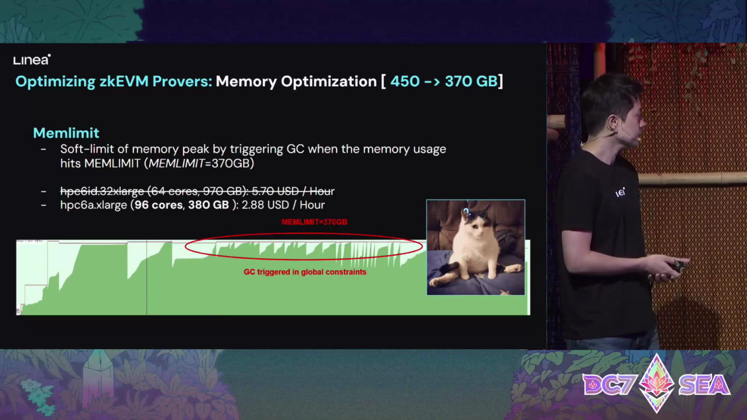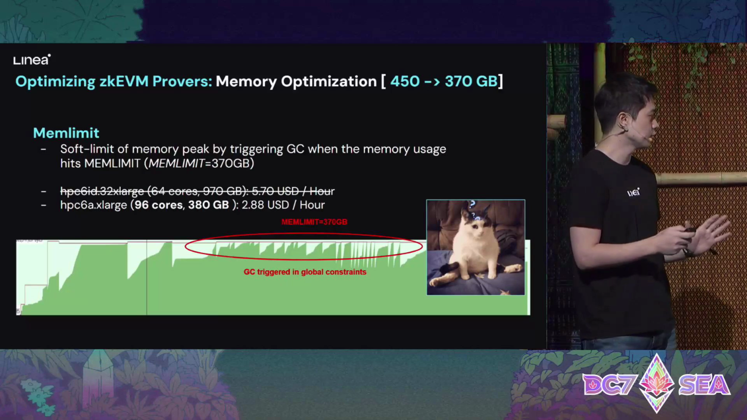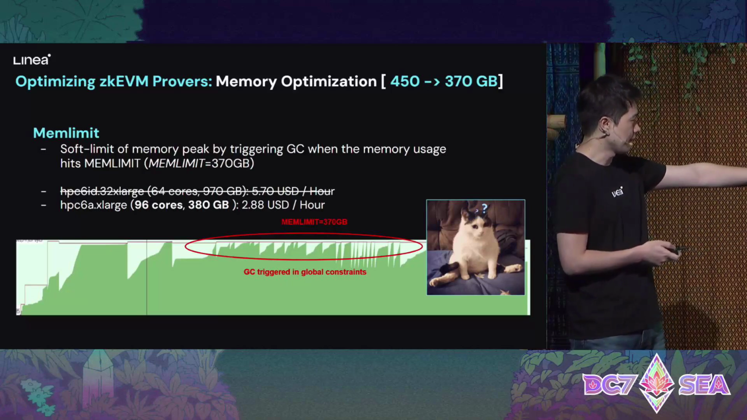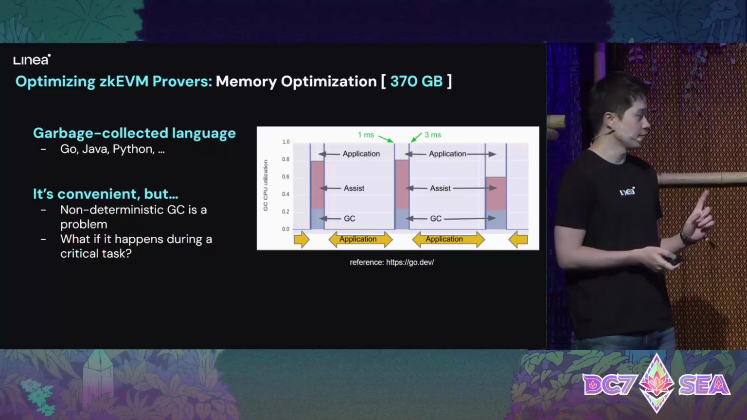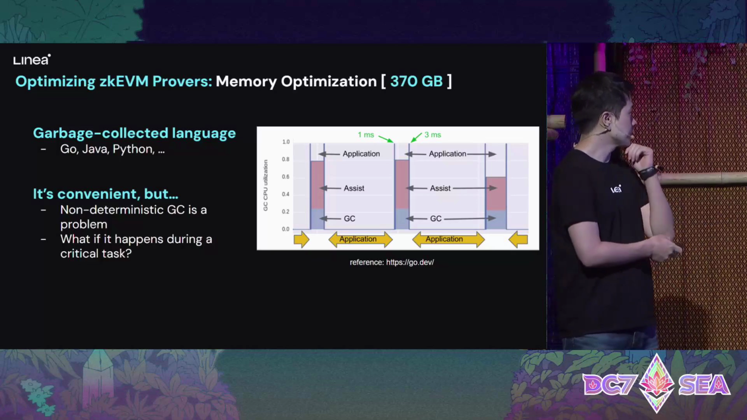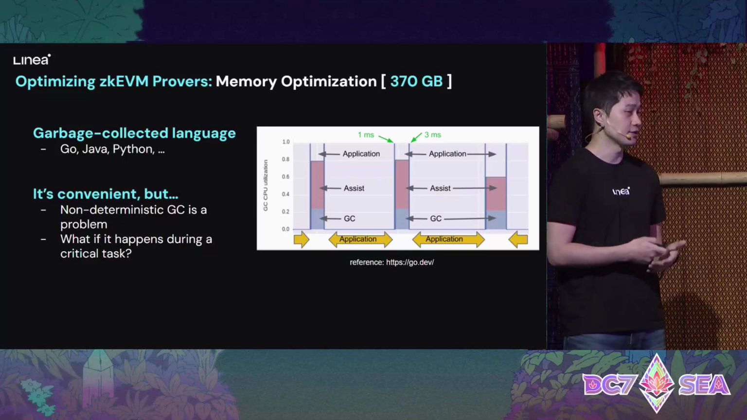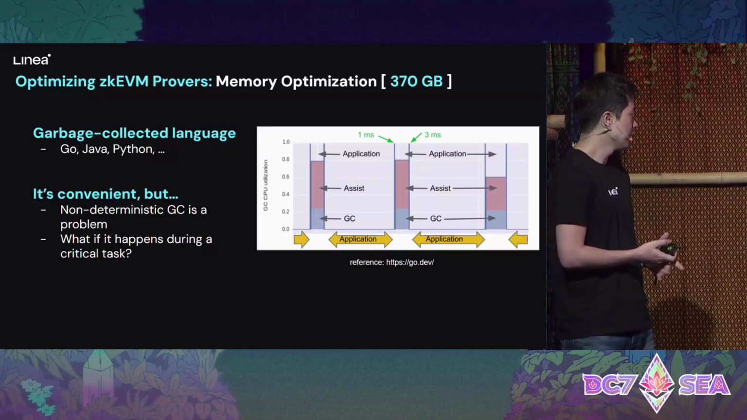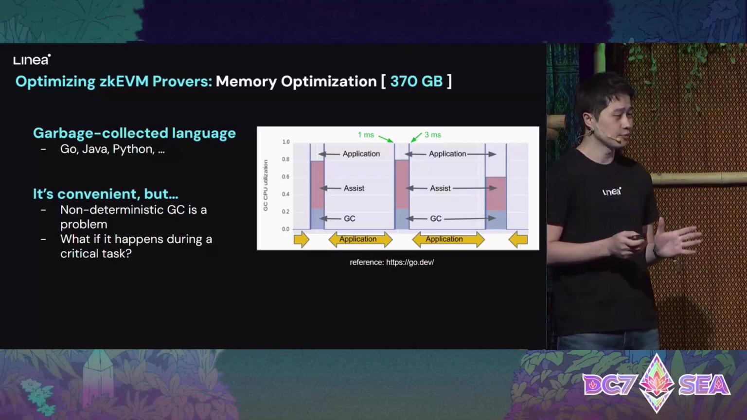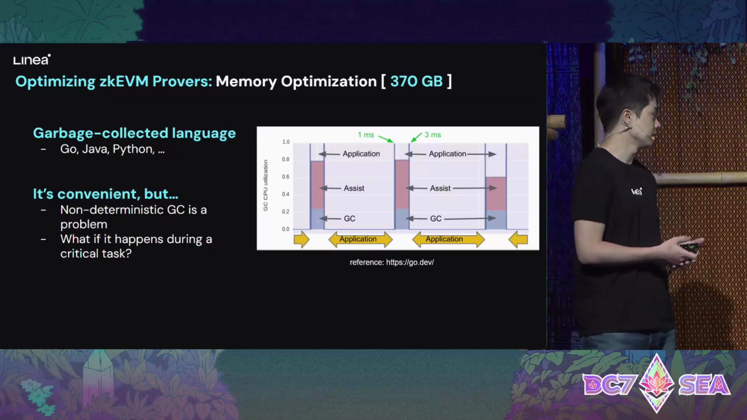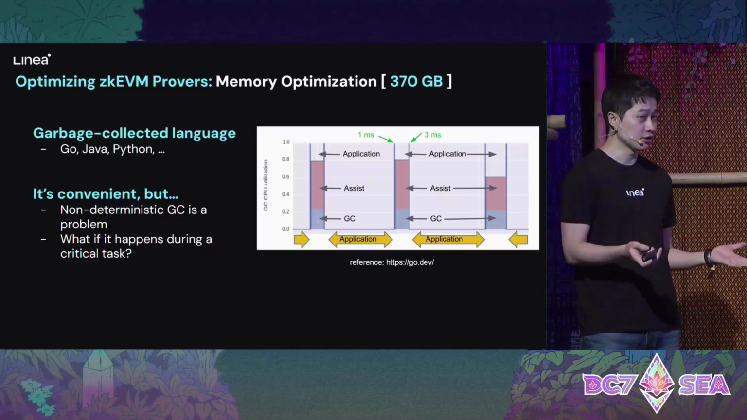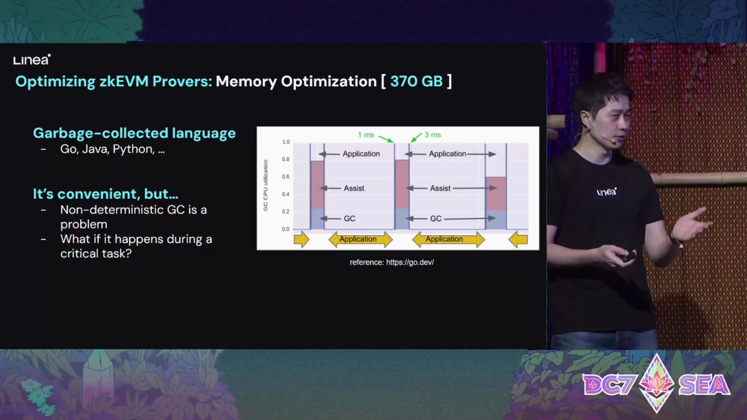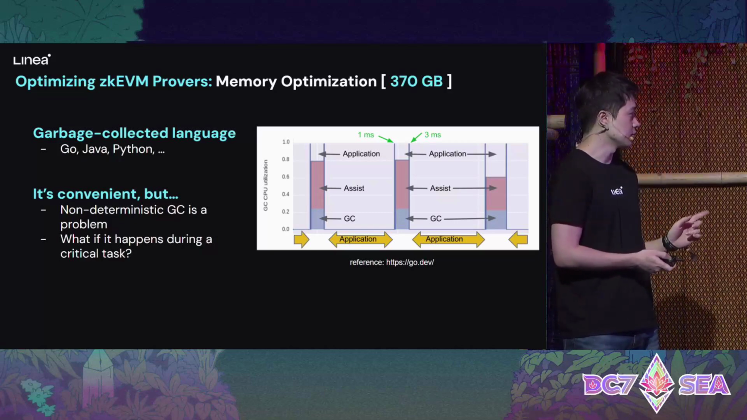So finally, we were able to move to a smaller machine, but with more cores and a cheaper machine. But we found out we are spending too much time in these specific areas because of garbage collection. So we thought maybe we need to do something more. Garbage collection is something that many garbage collected languages just do for you, right? It's very convenient, but it's really hard to predict when this will happen. So what if it happens during very critical tasks or areas of your code? This will be a huge problem.